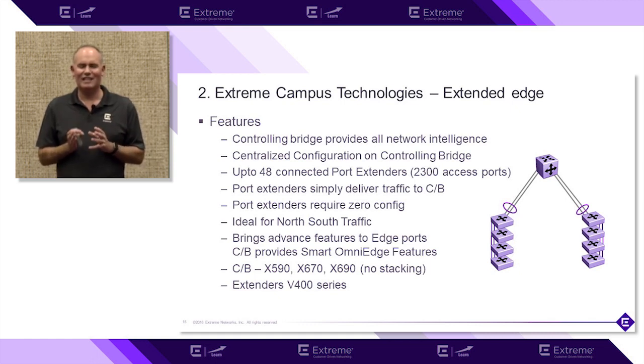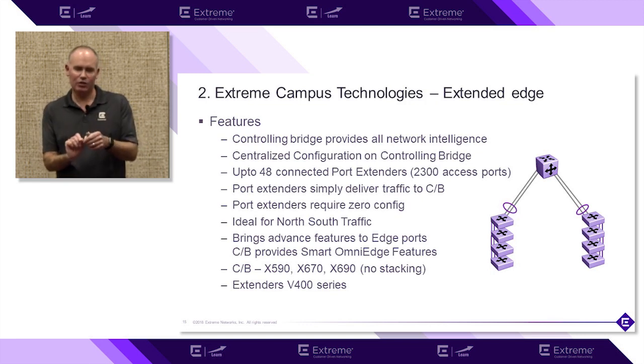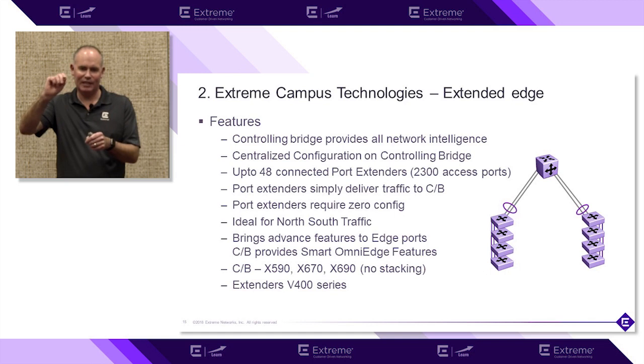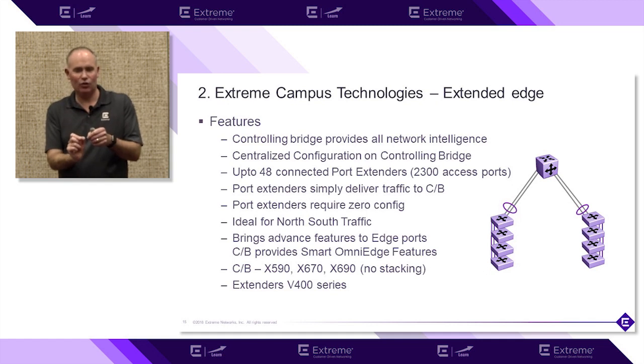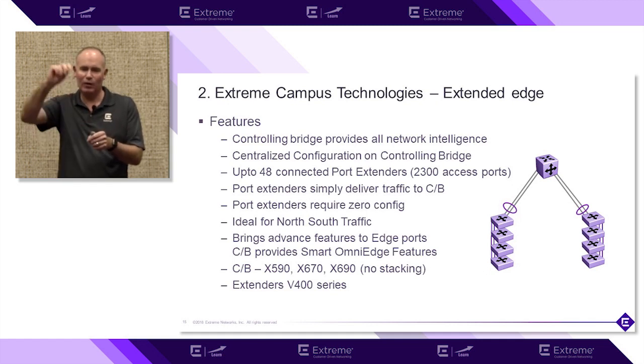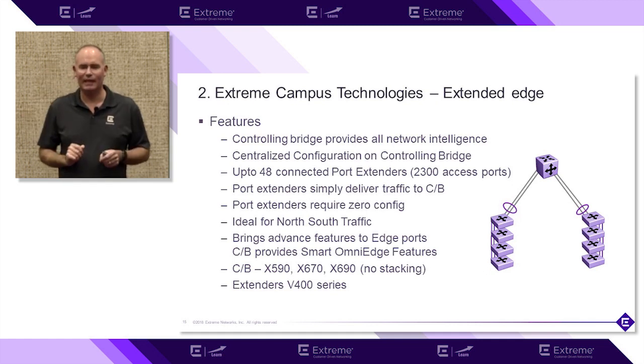This solution is ideal for north-south traffic. Any traffic that comes in a port extender has to be sent up to the controller bridge for processing and switching. So even if that traffic's coming back down to the port next door on the same port extender, it will need to go up to the controller bridge and back again.